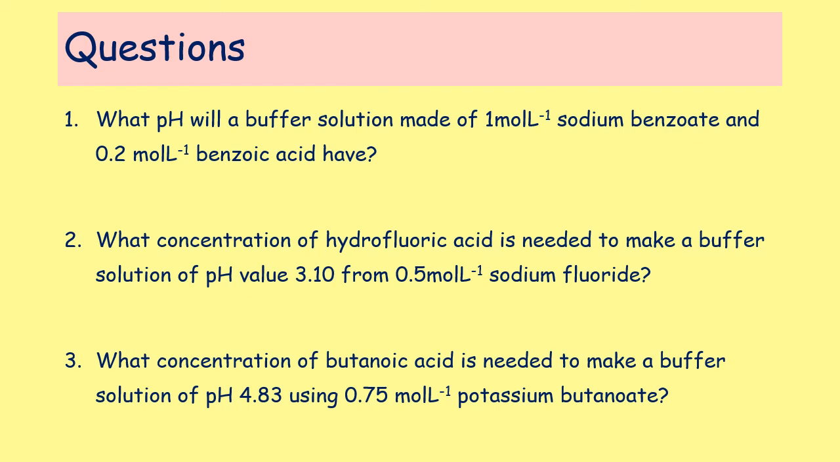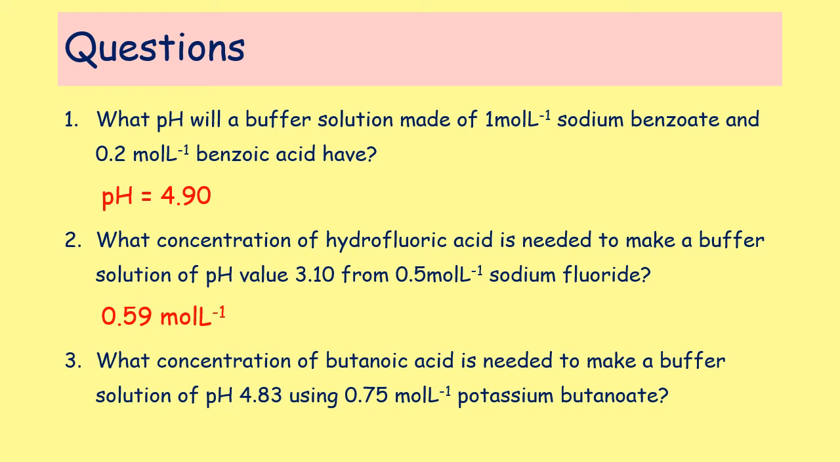So what pH will a buffer solution made of 1 molar sodium benzoate and 0.2 mole per litre benzoic acid have? Well, we've got 4.90, again rounded to 2 decimal places. What concentration of hydrofluoric acid is needed to make a buffer solution of pH value 3.10 from 0.5 mole per litre sodium fluoride? I got 0.59 mole per litre.